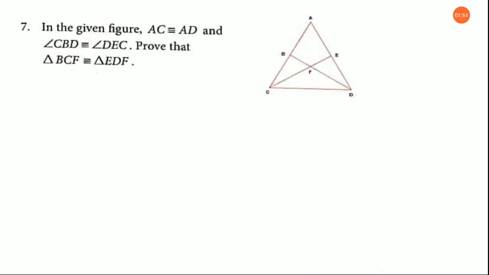Now look at the seventh sum. In the given figure, AC is congruent to AD and angle CBD is congruent to angle DEC. Prove that triangle BCF is congruent to triangle EDF. Okay. Now in order to do this, first spot this triangle where it is. B, C and F. This is one triangle, and E, D, F. This is one triangle. We have to prove this triangle is congruent to the other triangle.